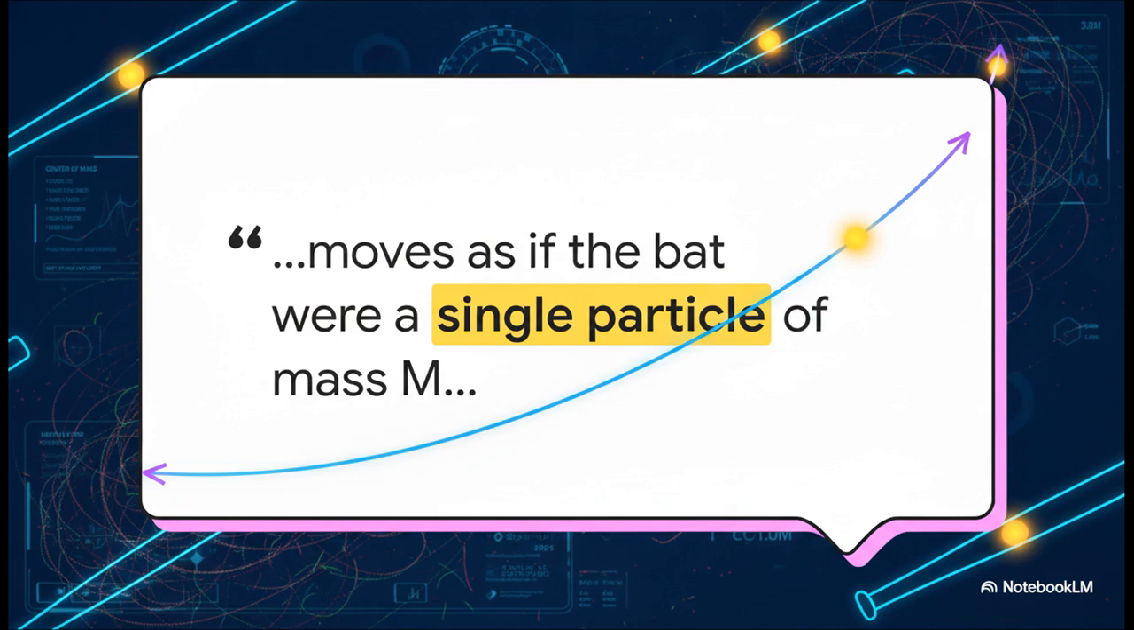Once you find that center of mass, you can predict the entire system's overall trajectory. You don't even have to worry about the thousands of chaotic rotations happening around it. You just apply the rules of physics to that one glowing dot.